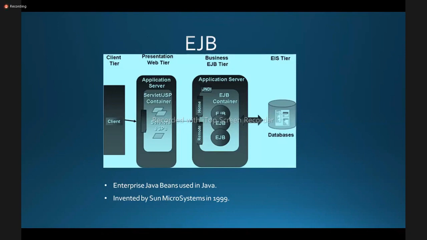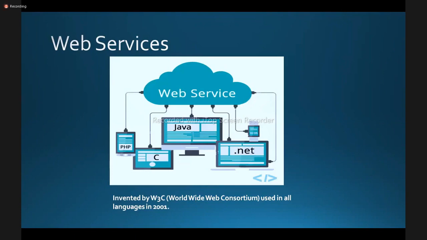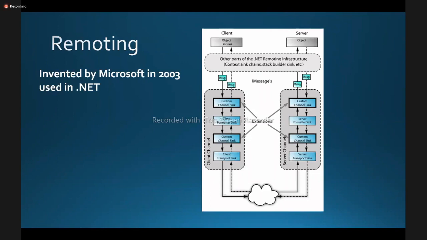And we have web services. It is known to all technologies. PHP, Java, .NET, everyone can use this. Web services was invented by W3C. And remoting is related to .NET, Microsoft. These are distributed computing architectures. So distributed applications are these. That is how they work.